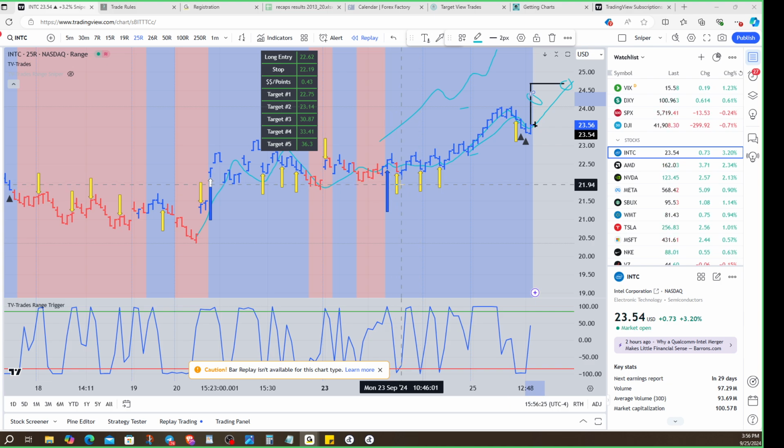That's basically what it's saying. When you get the yellow arrow, it's saying wait for the next up close. It's probably going to be a long trade on the next up close. The yellow arrow down is saying it's probably going to be a short trade on the next down close. They're happening ahead of time.